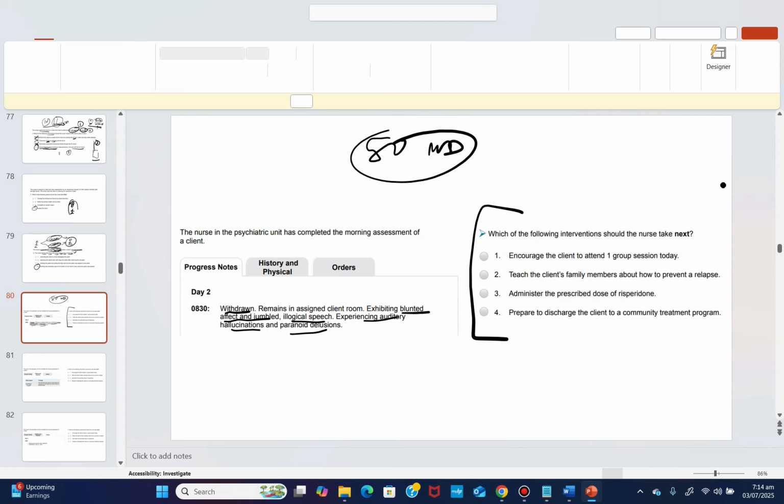There is nothing documented in the nursing note that anything has been done towards the problem. Because when there's a problem, we are also trying to look at, okay, these are the problems of the client. Has the nurse done anything as yet for the client? But I'm not seeing anything. It's only the problem. Day 2, 8:30, the nurse only documented the patient problem.